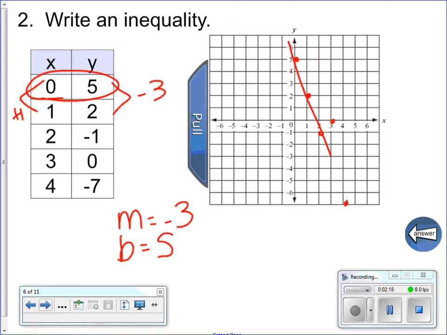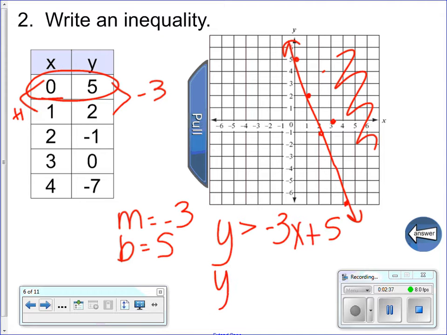So here's my line. I can't tell from the table if it is dashed or solid. But since my outlier is here, that means my shading is going to be above. So it's y is greater than negative 3x plus 5. Or it could be y is greater than or equal to negative 3x plus 5.